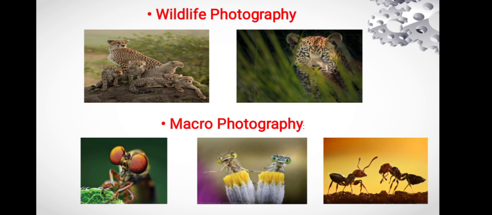Macro photography, capturing extreme close-up details of small subjects. So macro photography is extreme close-up photography, usually of very small subjects and living organisms like insects. Their focus is on small subjects, then they close up to see the details of that subject, like insects, so we can see the form of the insects.